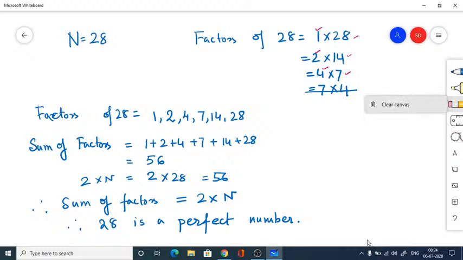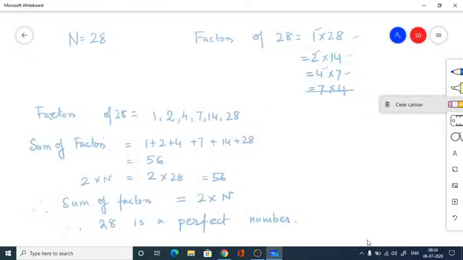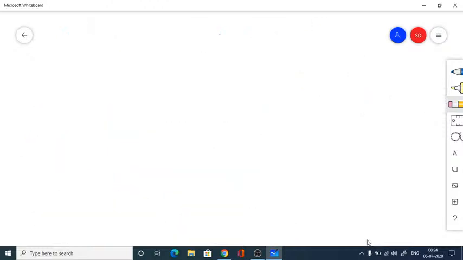Now I will do twin primes. Those who want to copy in your exercise books, you can. You might need it for later reference. These examples you might need. So you can copy in your exercise books if you want.